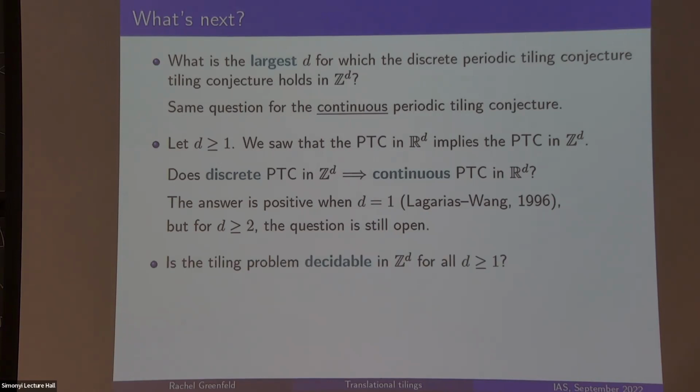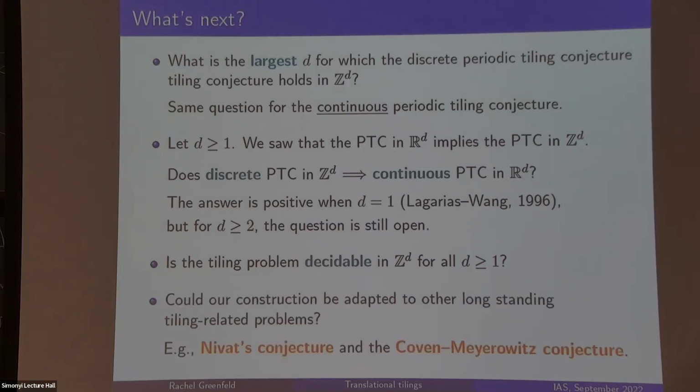Another question is about decidability. The periodic tiling conjecture fails, but what about decidability? Are there any undecidable tiling problems in Z^d? We don't know. And maybe the most interesting question is to try to use our techniques to better understand other long-standing tiling-related problems, such as the Nivat conjecture and the Coven-Meyerowitz conjecture.